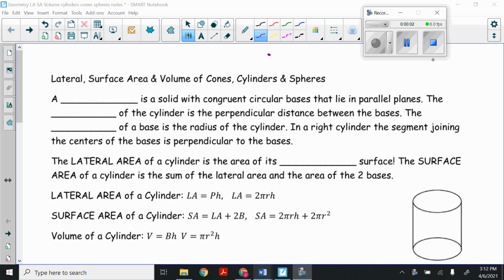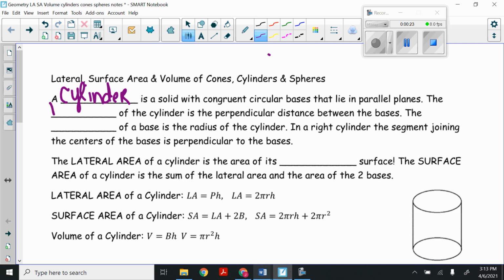Today in geometry, we are going to look at lateral area, surface area, and volume of cones, cylinders, and spheres. So first, let's talk about what is a cylinder, a cone, and a sphere. So a cylinder is a solid with congruent circular bases that lie in parallel planes.